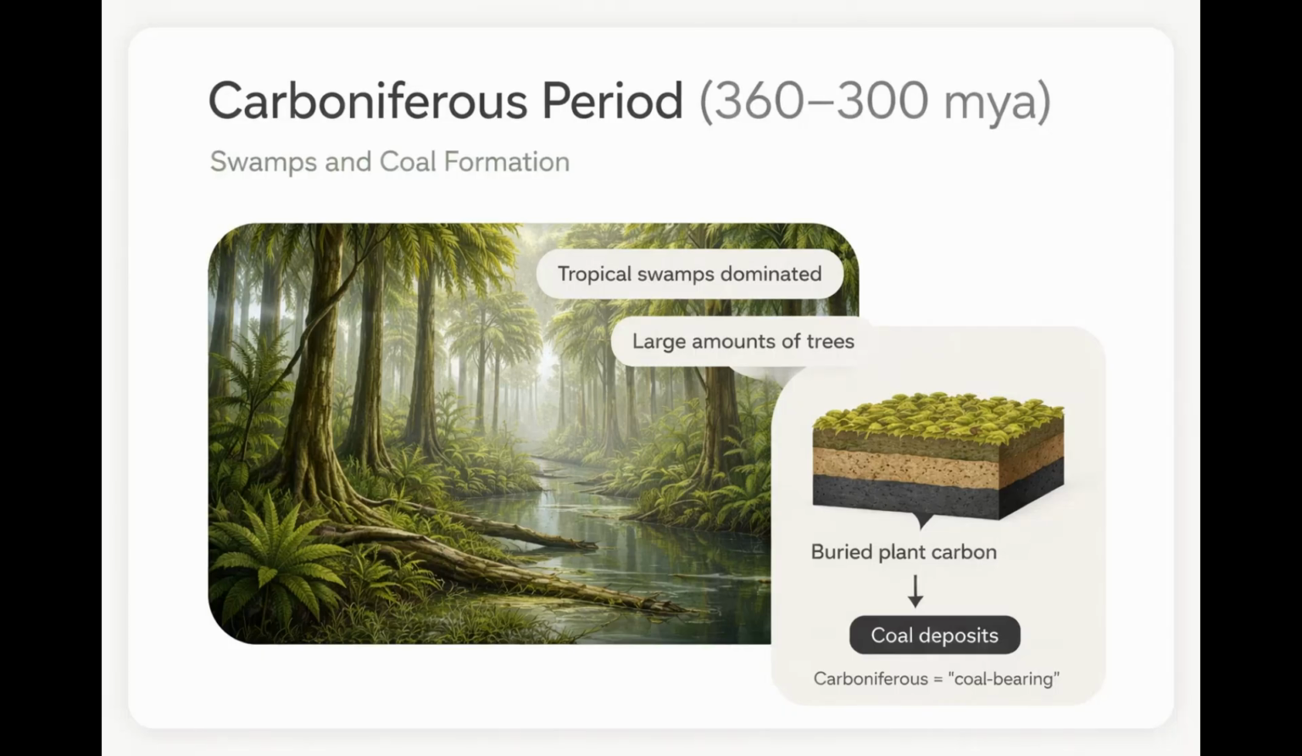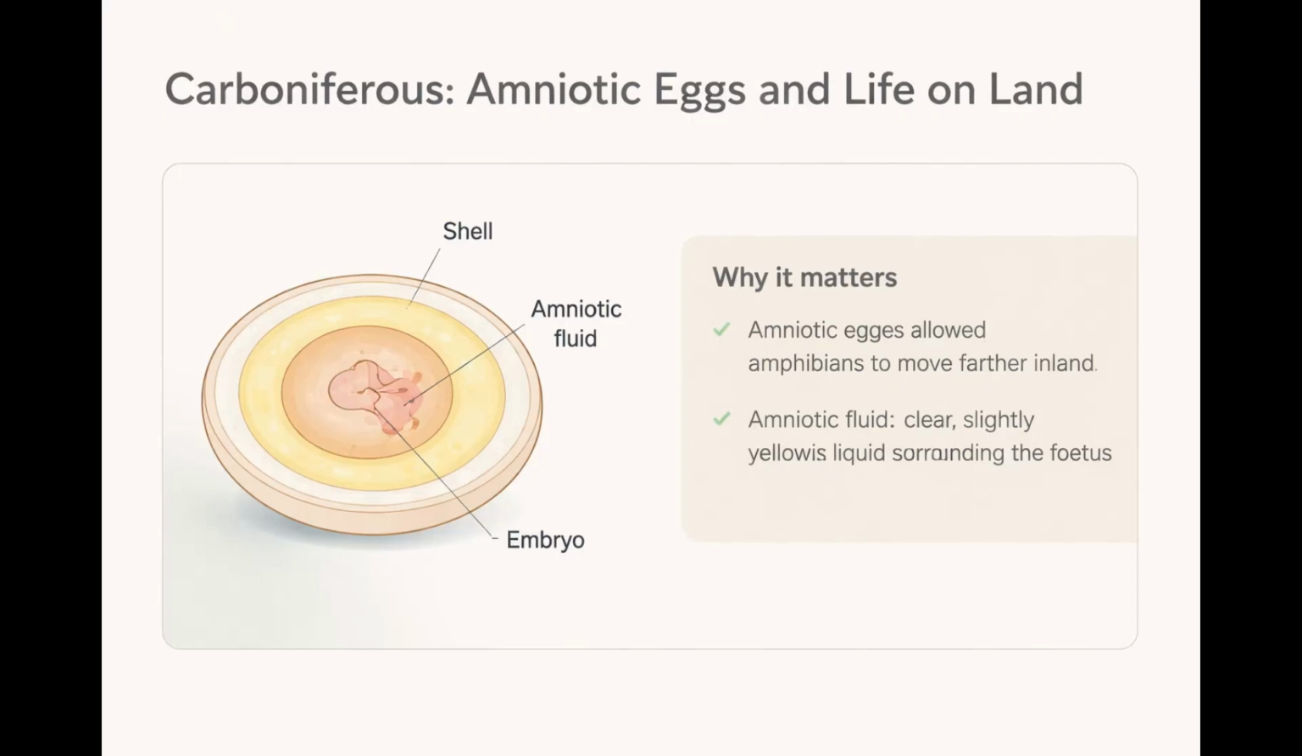In the Carboniferous, tropical swamps dominated large parts of Earth. With extensive forests and lots of plant growth, huge amounts of organic carbon accumulated. When that plant material was buried and altered over geologic time, it formed coal deposits, hence the name Carboniferous, meaning coal-bearing. This period is a great example of how biology can reshape Earth's geology by changing what gets stored in sediments.